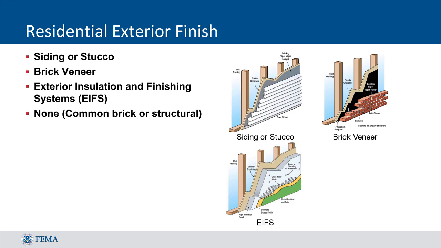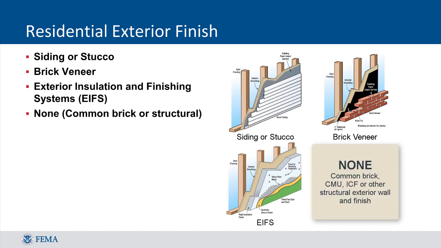EIFS is a type of synthetic material that can also be attached to the exterior sheathing of a stud-framed house and generally consists of a rigid insulation that is covered over with stucco-style finish. If there is no exterior finish and the superstructure is the top layer of exposed superficial material, the option of none can be selected in SDE.